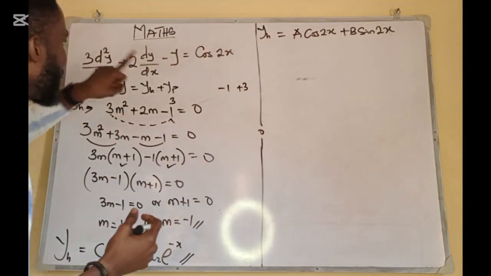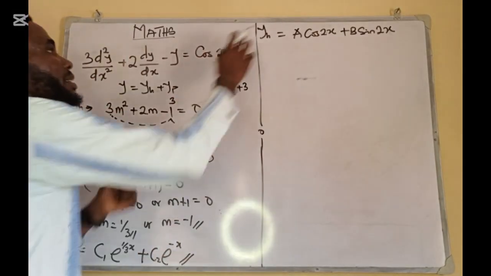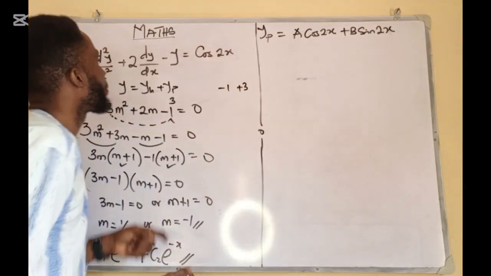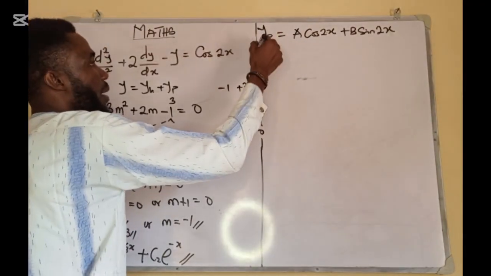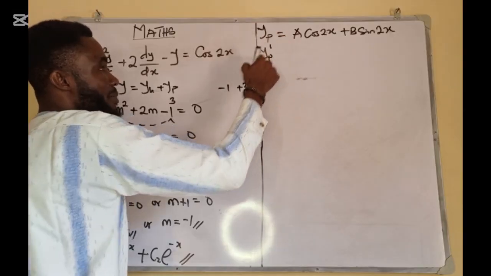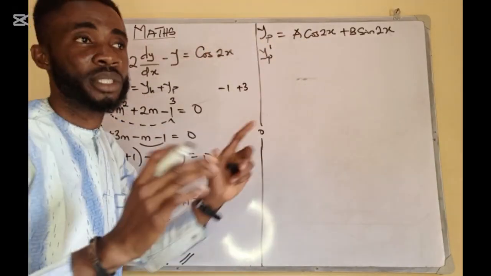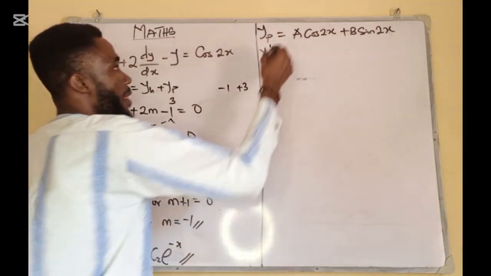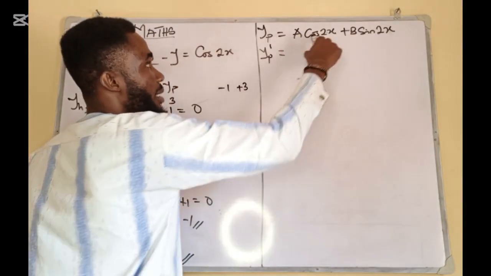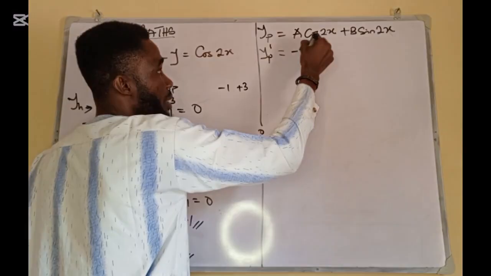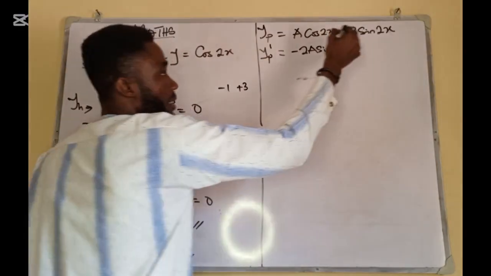Here we have the first order derivative and second order derivative. Sorry, this should be yp. Next, let's do yp prime, which is the first order derivative. I'm going to differentiate this using our normal chain rule idea. If I differentiate cos, definitely it is minus, so I have minus 2a sine 2x.